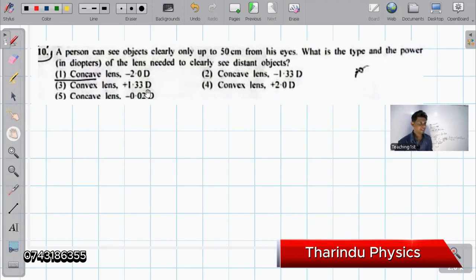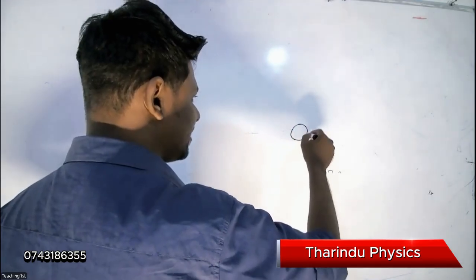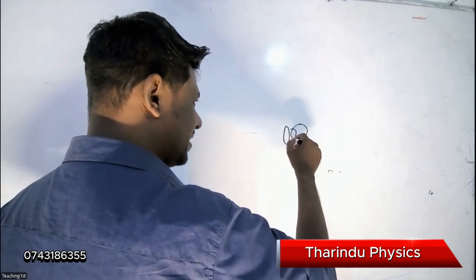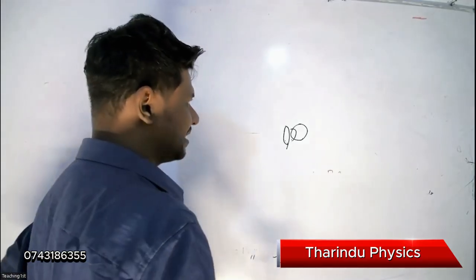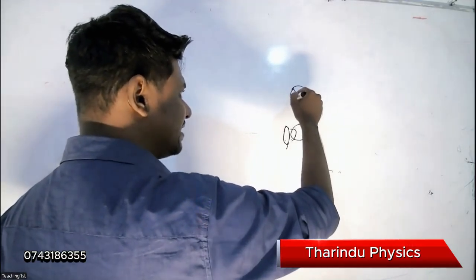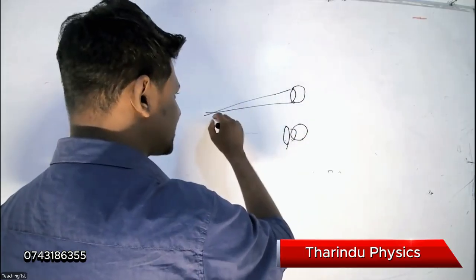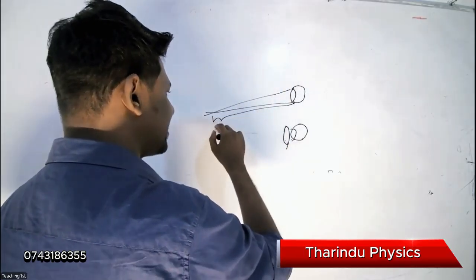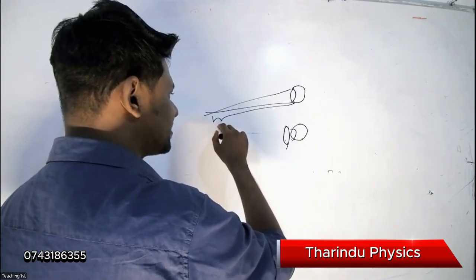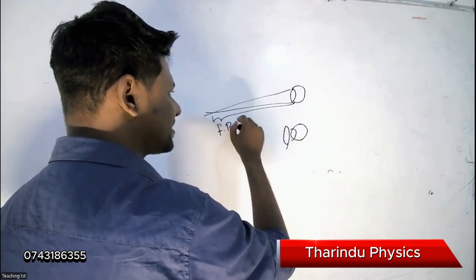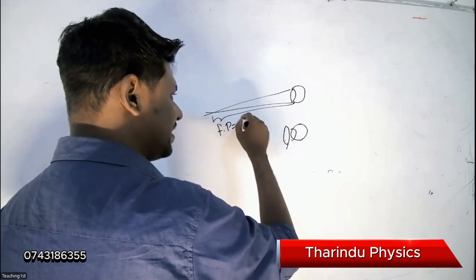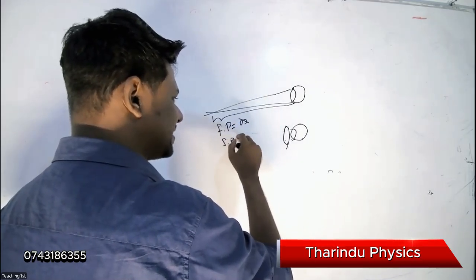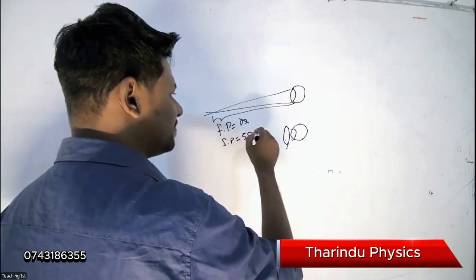A person can see clearly up to 50 centimeter from his eye. What is the type and the power in diopter of the lens needed to see distant objects? Let's see, the eye is here. The distance from the eye to the lens we don't consider. We have to wear a certain lens. Without the lens, we can only see up to the maximum distance, that means the far point. The far point is not infinity in this case. The far point is just 50 centimeter from him.